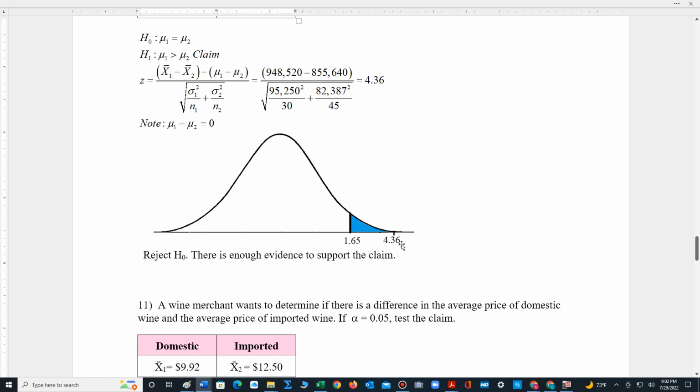That's going to fall in the critical region. We reject H0. Using the summary chart, we see that there is enough evidence to support the claim.